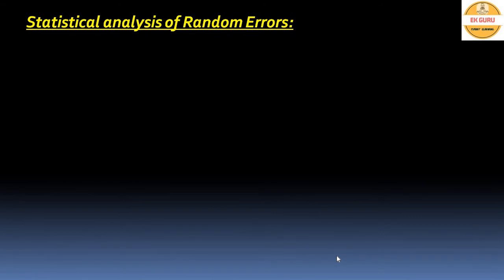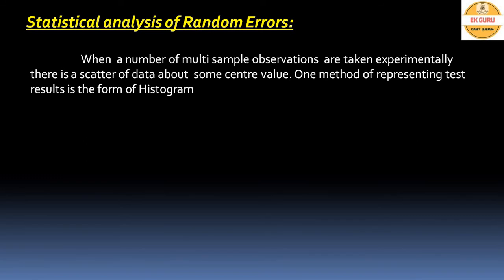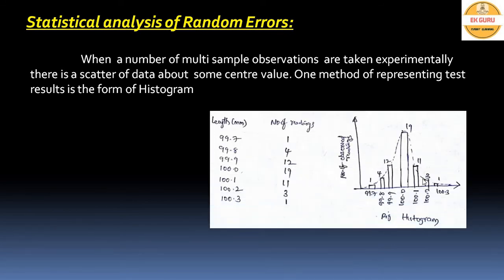So we'll start here: statistical analysis of random error. When a number of multiple sample readings are taken experimentally, there is scatter of data about some central value. If you are measuring a value repeatedly, then we can have different values which are near some center value. That can be represented by a curve that we call the histogram. Here the y-axis represents the number of observations and the x-axis is the reading value.